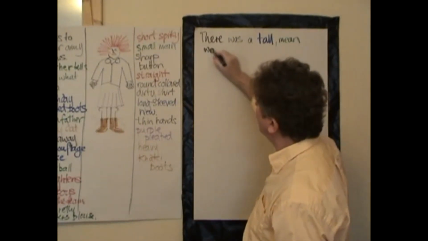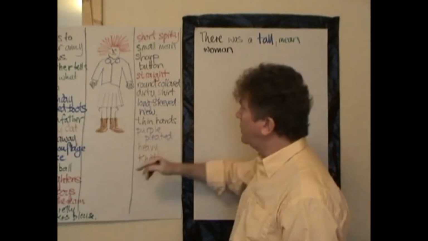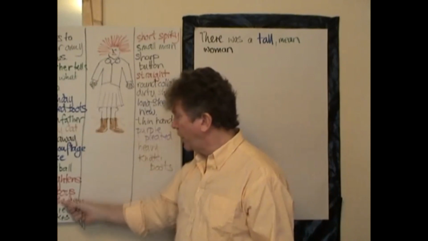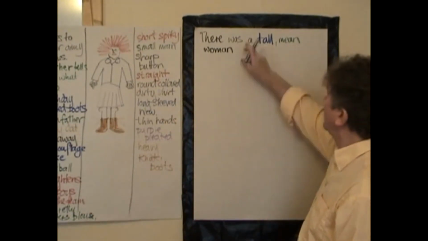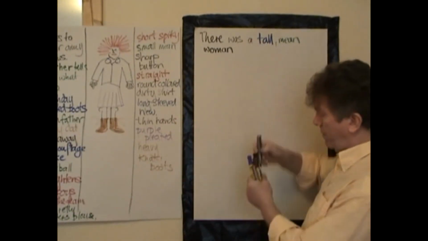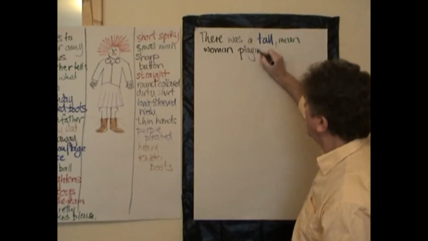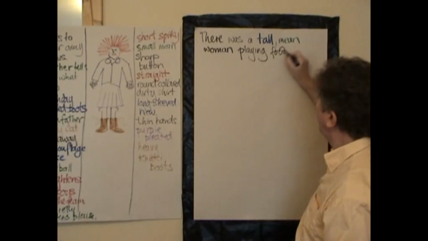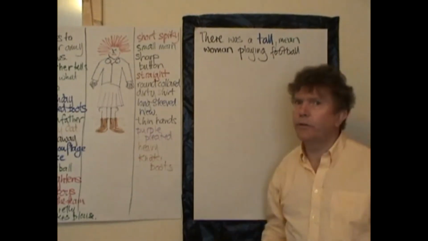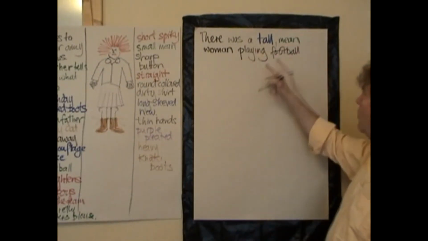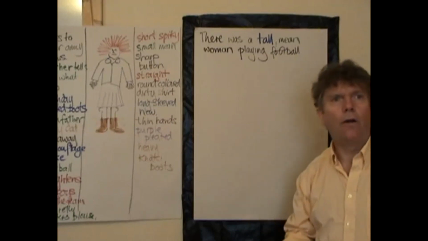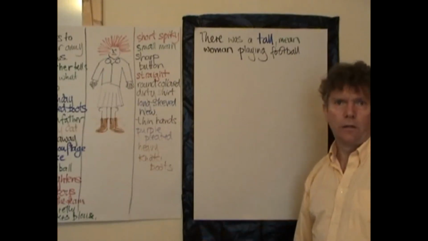What was she doing? Well, let's think about what she liked to do. She liked to play football. She liked to frighten the boys and the rest of the team. There was a tall, mean woman. And what was she doing? Playing football. Remember, these are just notes. There was a tall, mean woman playing football where? On a field.